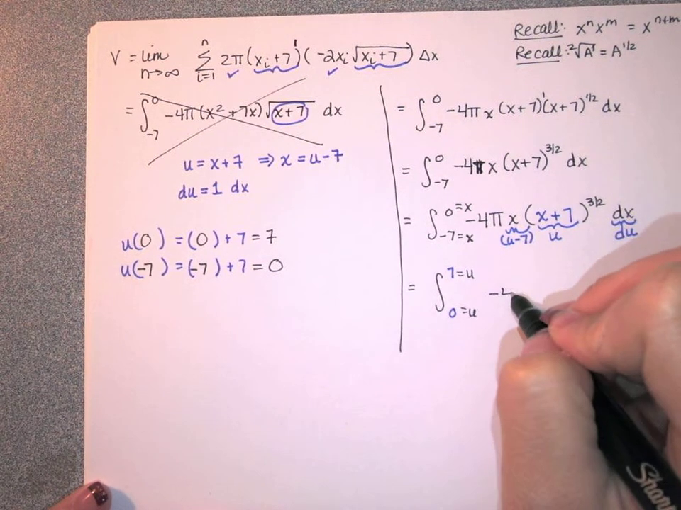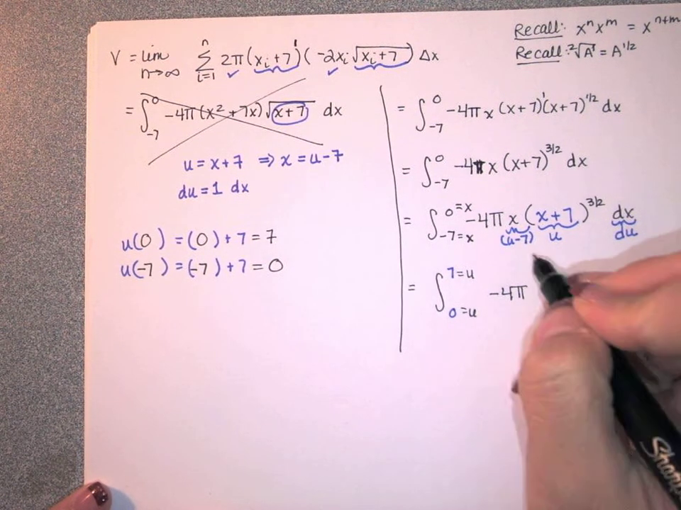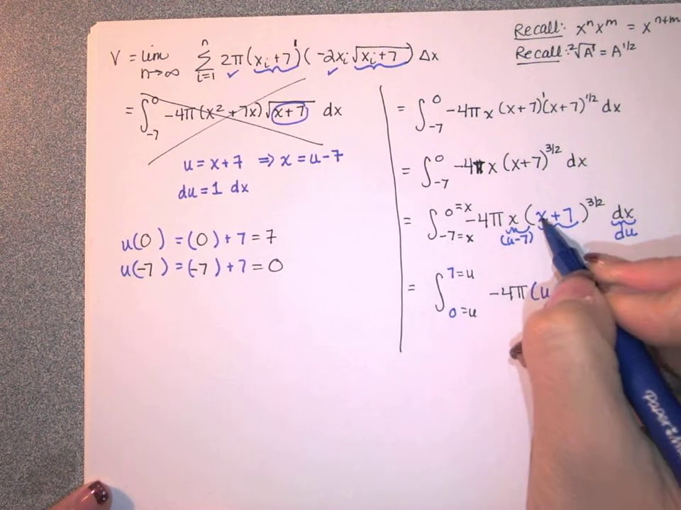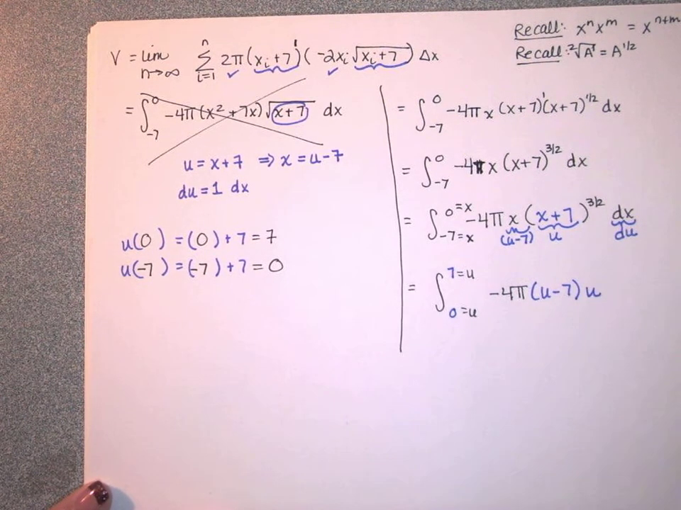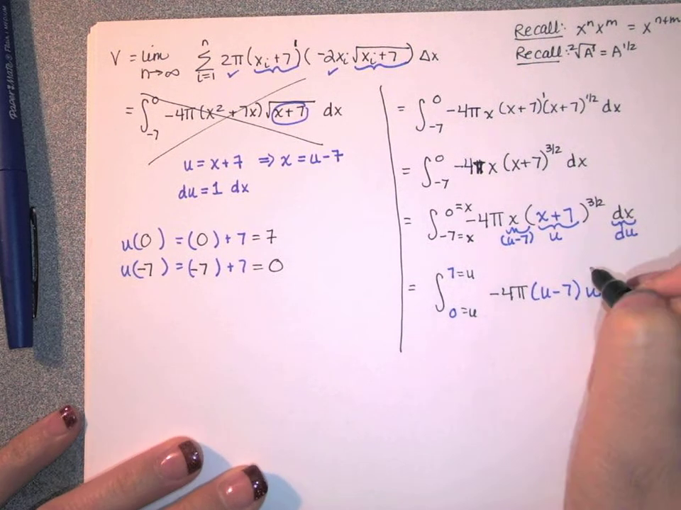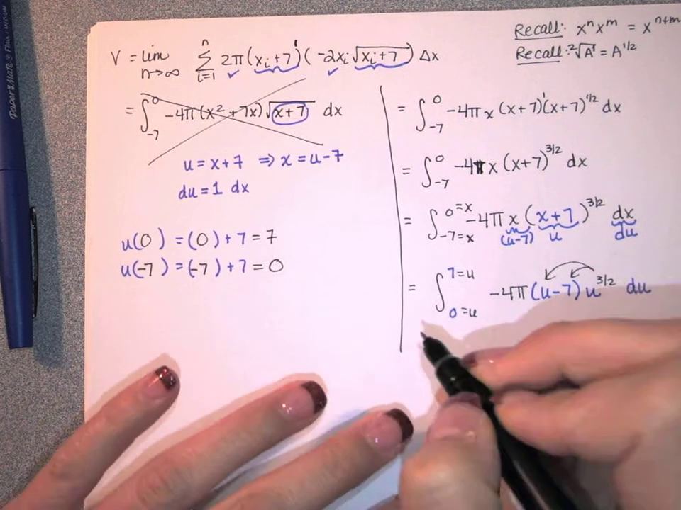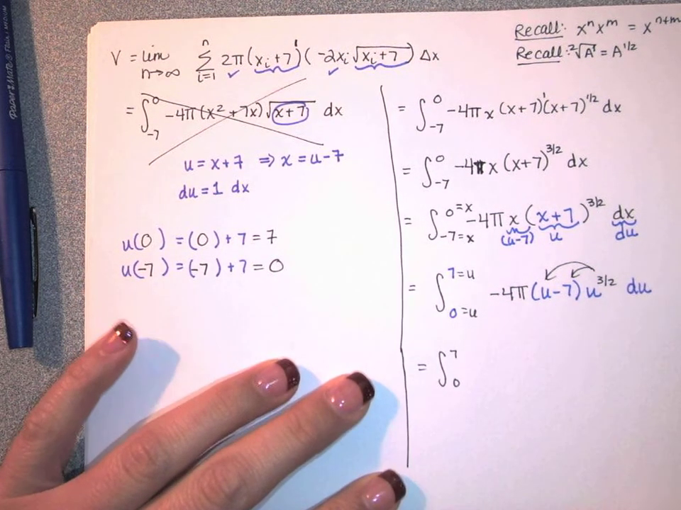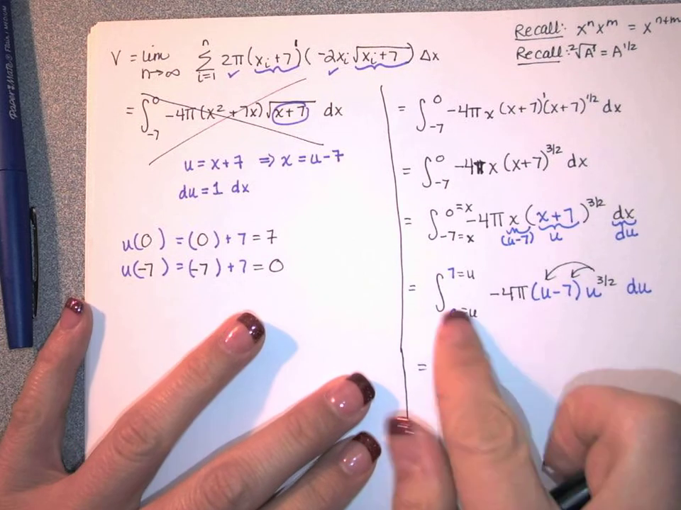So then we still have the negative 4 pi. The x is u minus 7. This is u raised to the 3/2 power. And that part is just a du. That I can work with. I've got u to some power there. I can distribute it. So we wrote our integral entirely in terms of u. That's right here.